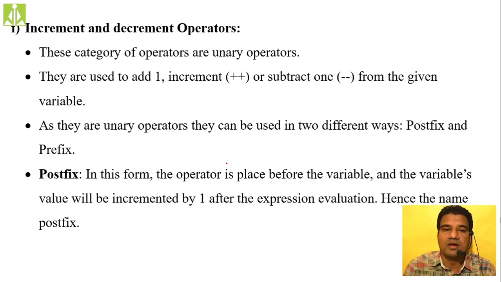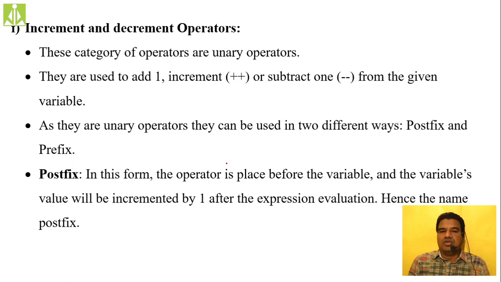It is also one of the important operator categories inside operators. Many times they ask this, there is a possibility that they will frame questions from the increment and decrement operators as well. What are these? These categories of operators are unary operators. They won't take two operands, they will take only one operand to perform their operation. All increment and decrement operators, we have only two, are unary operators. That means they will take only one operand to perform the functionality.